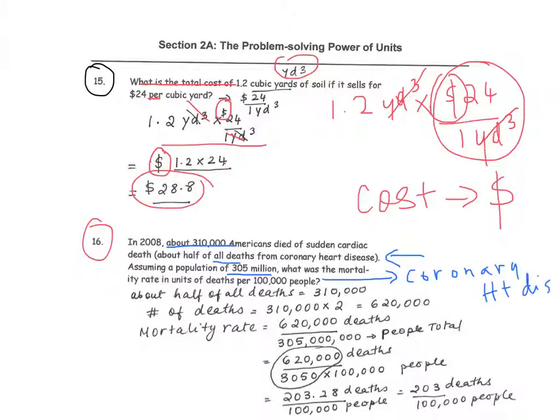So for coronary heart disease, we want to find the number of deaths per 100,000 people. So about half the deaths are caused due to sudden cardiac arrest, which means that the total number of deaths due to coronary heart disease is twice that amount. So coronary heart disease deaths is equal to 2 times 310,000, which is equal to 620,000. That's the total number of deaths due to coronary heart disease.